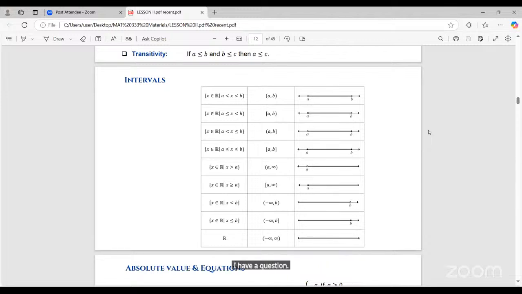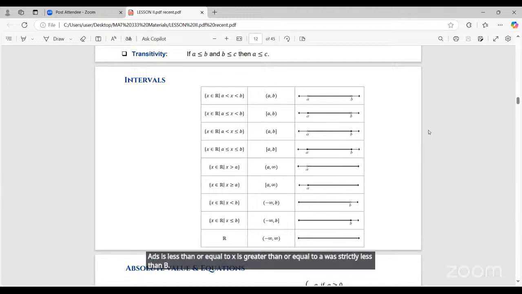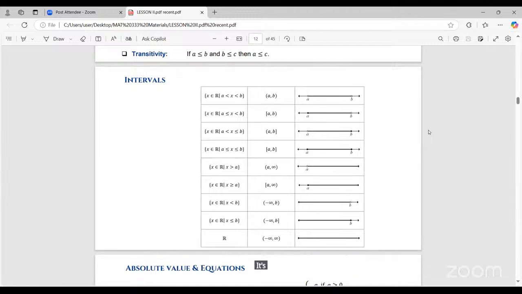For the second one, x in the interval such that x is greater than or equal to A, but strictly less than B. x being greater than or equal to A, we have a closed interval on the side of A. It is closed on A and open on B.